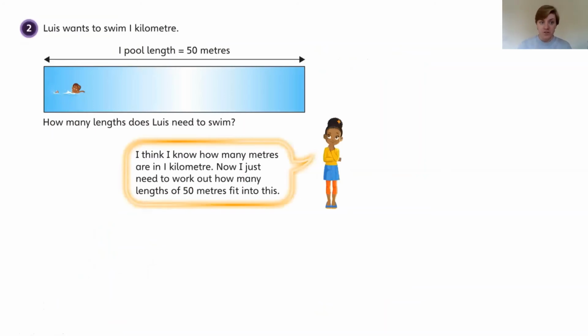Now, think together too. We've got Lewis, and Lewis wants to swim 1 kilometre. Here is his pool that he's got to swim that in. Now, the pool length is only 50 metres. So how many lengths does Lewis need to swim to make it to 1 kilometre? Now, you've got a little hint here that says, I think I know how many metres are in 1 kilometre. Now I just need to work out how many lengths of 50 fit into this. Have a go.